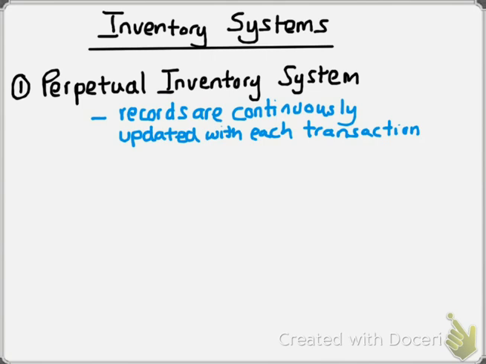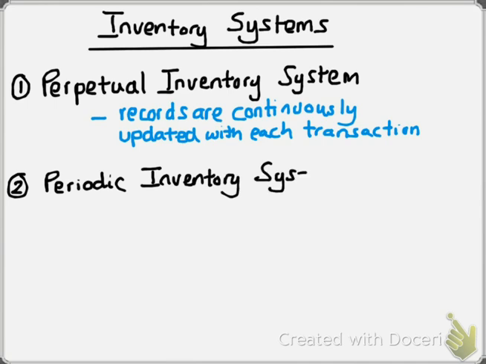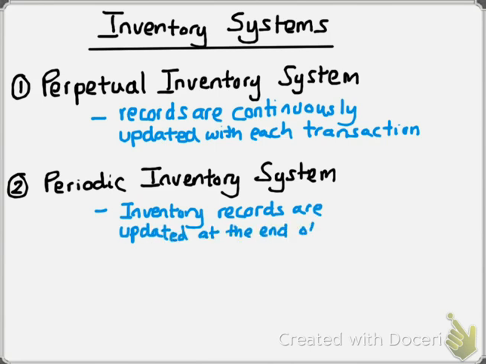Most companies, especially the large ones, use perpetual inventory systems. Even smaller companies, if they have computerized systems that can track barcodes, will be using perpetual inventory systems. The second type of inventory system we're going to talk about is called a periodic inventory system. Under a periodic inventory system, inventory records are only updated at the end of a period, such as a week, month, or even a year, depending on the company.